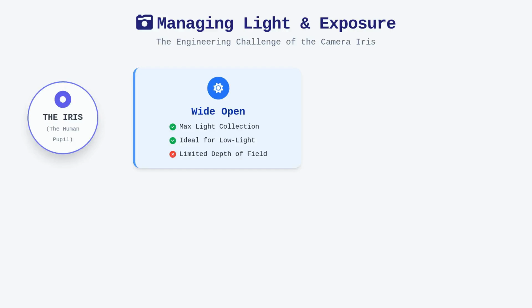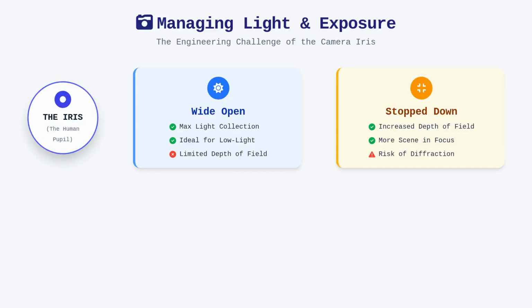Managing the volume of light hitting the sensor is a fundamental challenge in surveillance engineering, as cameras must perform consistently regardless of the environmental conditions. The iris, acting much like the human pupil, sits behind the lens elements and modulates the aperture diameter to control exposure. When a lens is wide open, it collects the maximum amount of light, which is ideal for low light performance, but frequently leads to significant depth of field limitations.